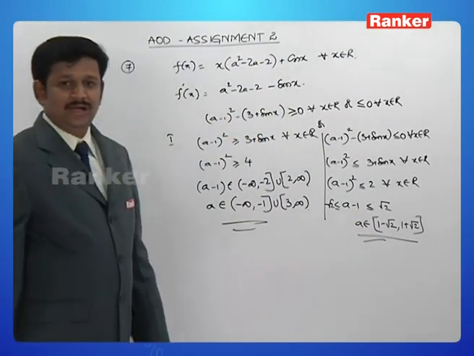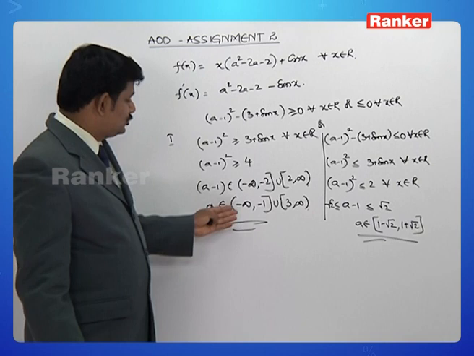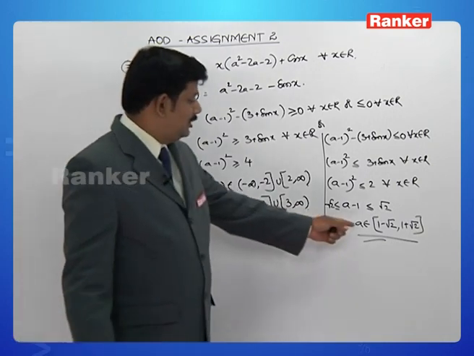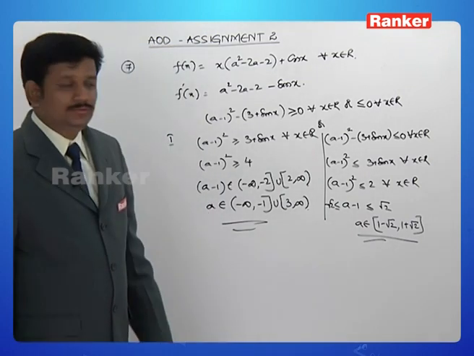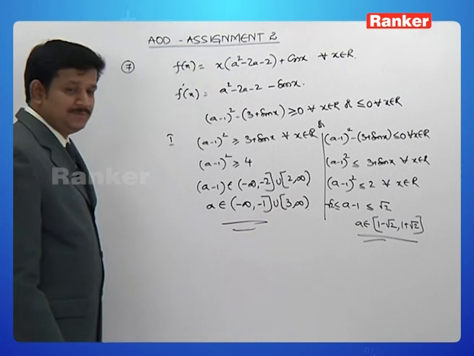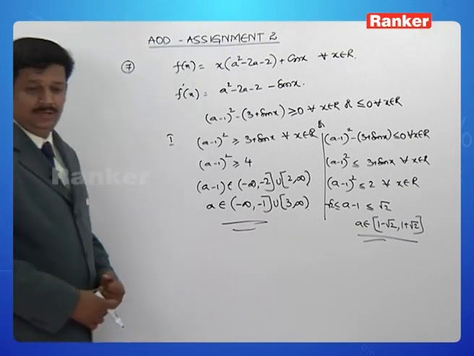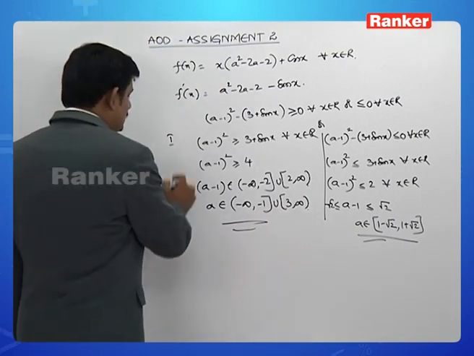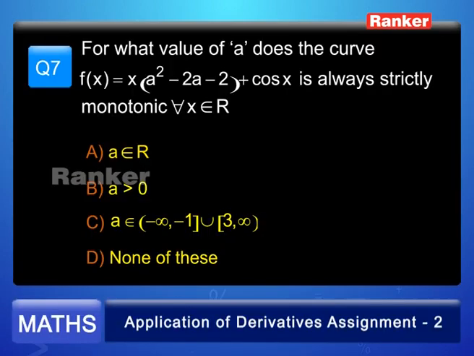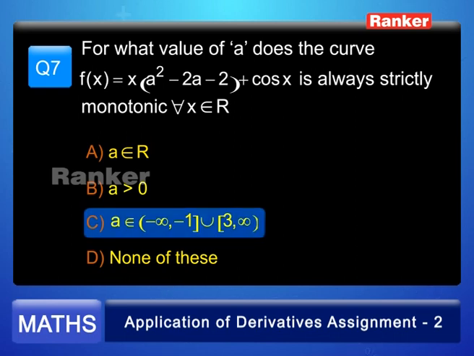So, for these values, when a belongs to minus infinity to minus 1 union 3 to infinity, or even when a belongs to 1 minus root 2 to 1 plus root 2, the function will be strictly monotonic. And among the options, it is not A, it is not B, it is option C, which is right. So, option C, a belongs to minus infinity to minus 1 union 3 to infinity, closed interval at minus 1 and 3, is the right answer.